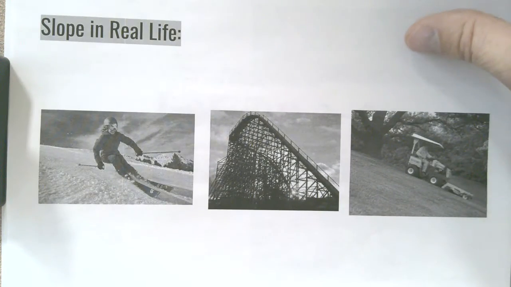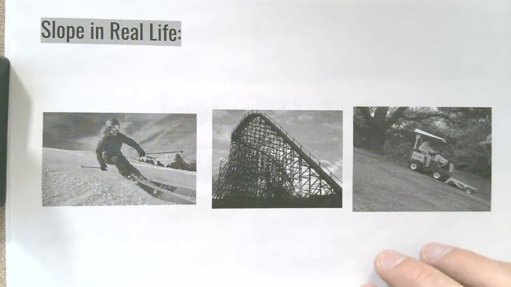We've got a couple of real life pictures here of some things that might represent slope. We've got a skier, and a roller coaster, and it looks like a guy mowing the lawn on a slope or on a hill.